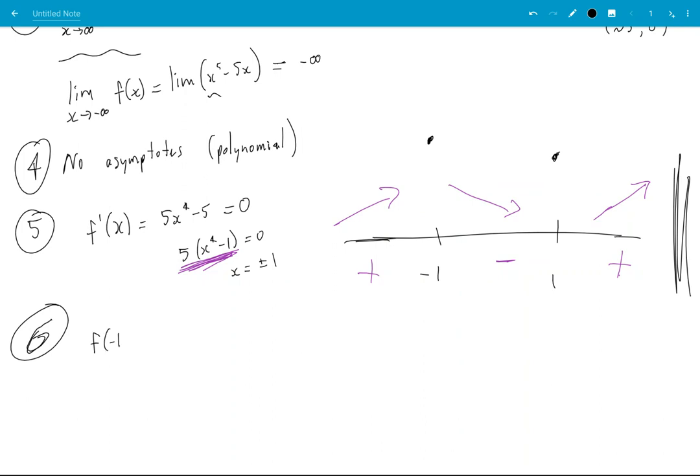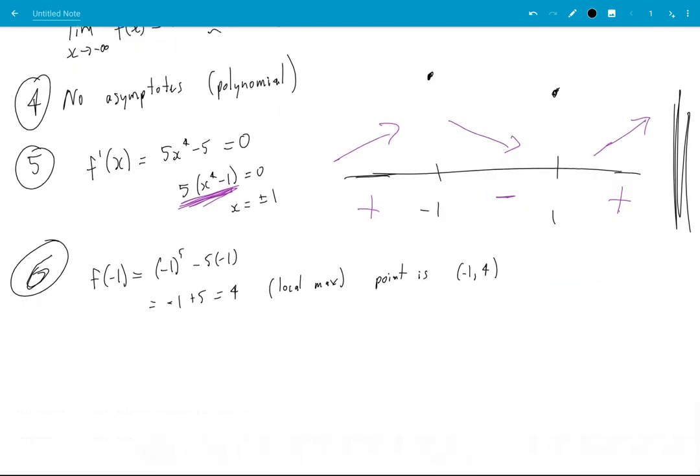So at this point I need to calculate the corresponding y values. So x is equal to minus 1. What is the corresponding y value? You plug it into your original function, you get minus 1 plus 5, and you get 4. And just say this is a local max. The point is x is negative 1, y is 4. I'll be using that later on my graph. f of 1 is 1 to the 5 minus 5 times 1, which is negative 4. Local min, and the point is (1, negative 4).